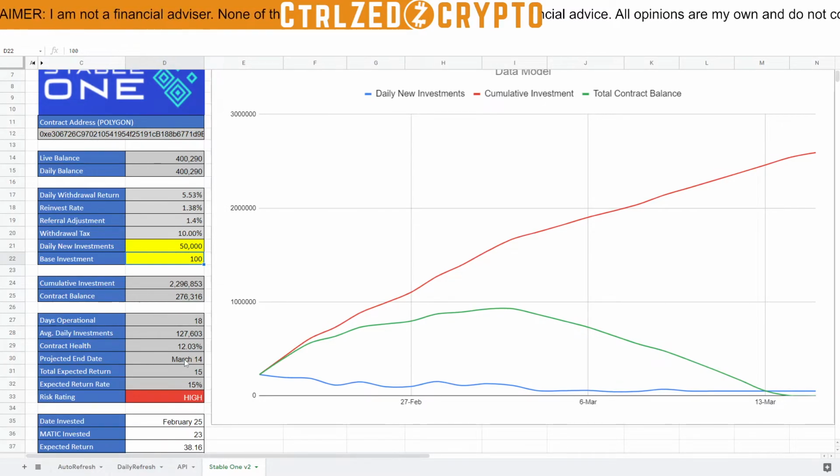I make no guarantees with this information. I don't have any magic 8-ball or anything that I'm looking into. All I'm doing is looking at what the contract does, trying to build a model, looking at what's on chain, and then trying to make a prediction. So based on this, I'm choosing not to invest in Stable One today.